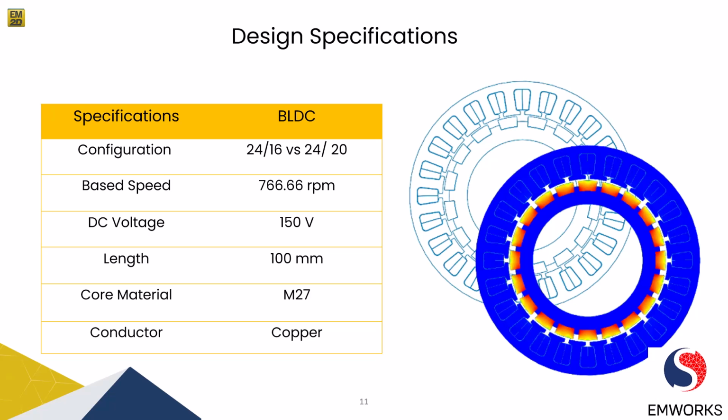We have set the DC bus voltage to 150 volts, and the stack length of our motor is 100 millimeters, and we have chosen the core material as M27 grade of steel, and our conductors are obviously the copper windings.